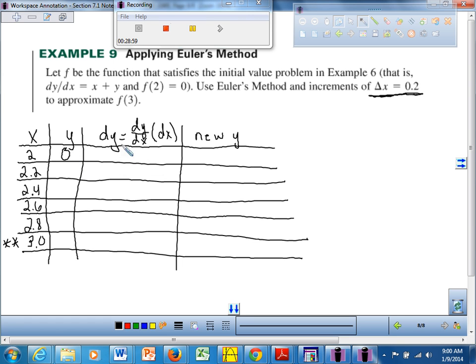Okay? And then to find dy, so to find out how much to move up, we know to move over 0.2, how much do I move up on the tangent line? I take dy dx, which is x plus y, times dx. So what is dx? 0.2. So on each row, you're going to do x plus y, which is 2 plus 0 in this case, times the dx, which is 0.2, and we're going to get 0.4.